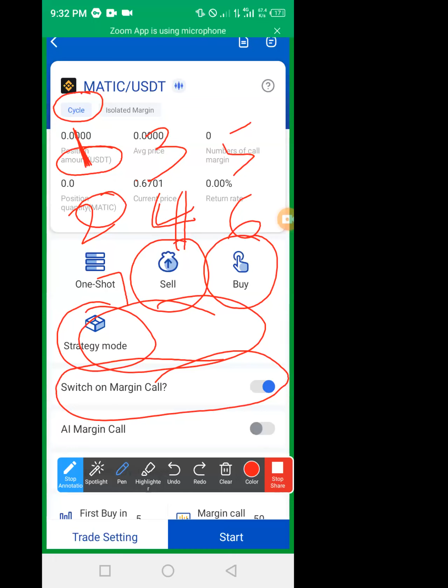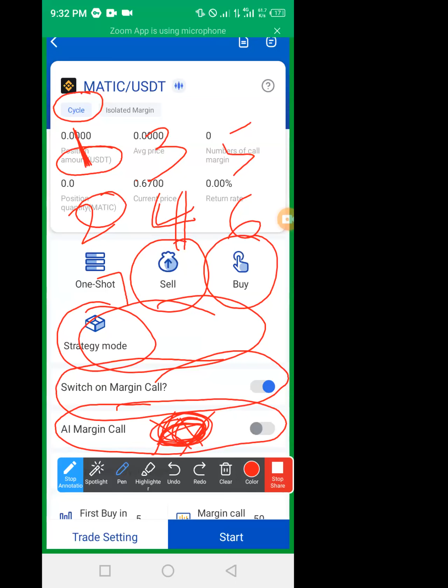The one which I was talking about, which is still new, it is the AI margin call. We are still studying about it. We are still practicing it. We are still trying it out. As soon as we get to know how it works, then we shall tell you.